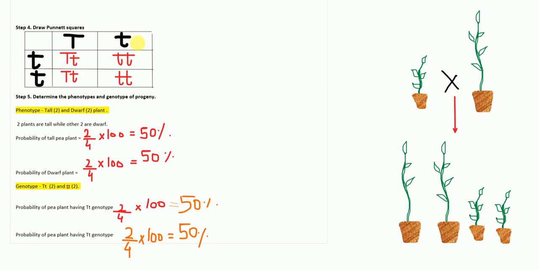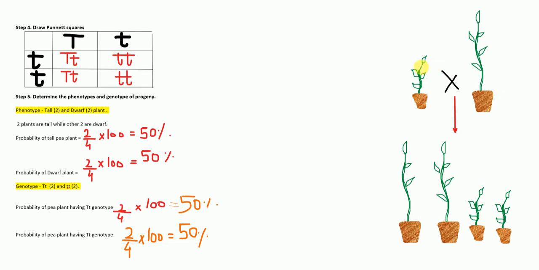So once I have written the gametes, I'll fill up these sides. So here I'll write capital T. I have written capital T and this side would give small t. Similarly, to determine the genotype of the progeny, we'll write 1 t here, which comes from this side, and 1 t comes from the other side. Similarly, we'll fill up the whole Punnett square.